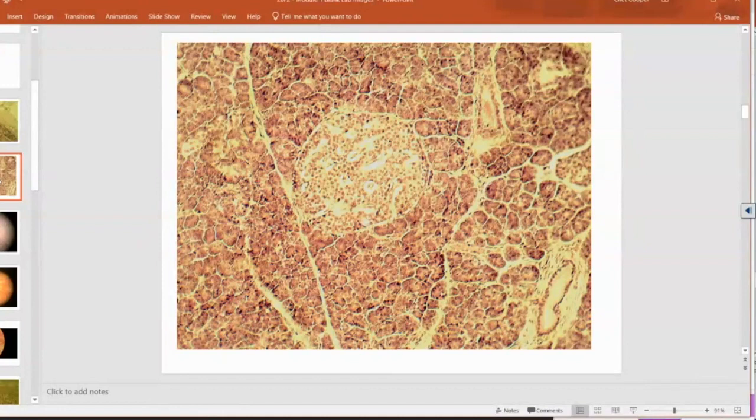This wasn't our main focus, but see if you can. What is this little thing over here? A duct. Oh, that one's a duct. Oh, very good. This duct has a lumen, but I'm not going to ask you that. The whole thing is a duct with its nice little lumen. That's good. But where we really want to focus, what is this big structure here in the center? Islet of Langerhans. Yes.